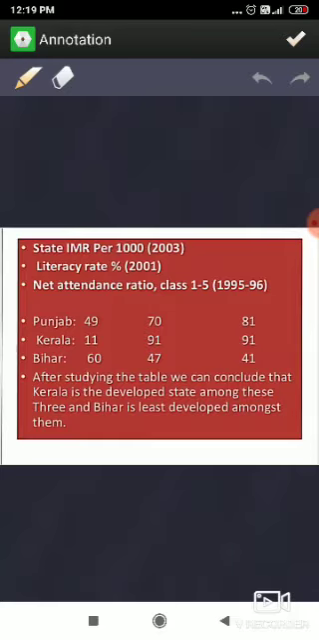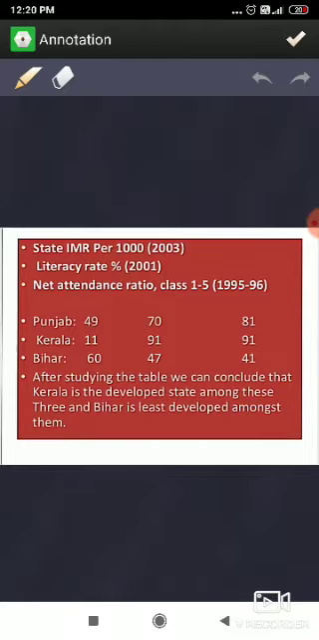Literacy rate means, first of all, you must know what literacy is. Any person who is 7 years or above in age, having better understanding and reading and writing capacity in any language, is called literate. The proportion of those people who are literate among the entire population is called the literacy rate. And the next one is net attendance ratio.